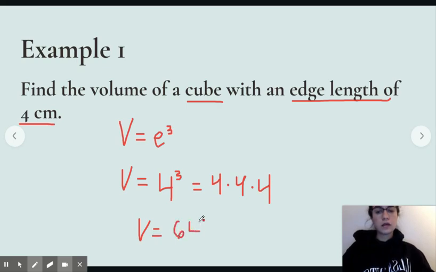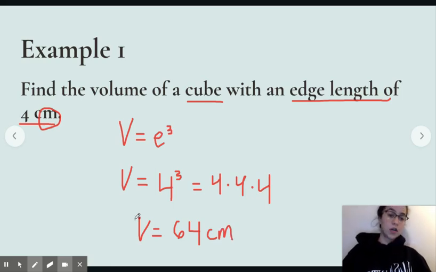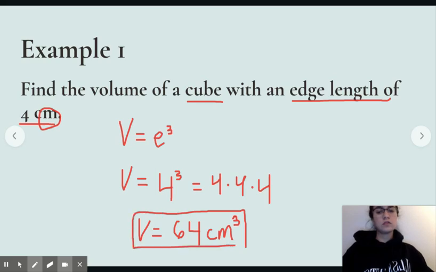Now, it's very important here. I can't just leave my answer as 64. That has no meaning right now. Okay, 64 what? I need a unit, centimeters. It gives me that. Okay, remember how for area we always had to put squared, like centimeters squared, the little 2? For volume, I have to put the little 3 because volume is in 3 dimensions, okay? So it's cubed. 64 centimeters cubed. Okay, so it's 4 centimeters times 4 centimeters times 4 centimeters equals 64 centimeters cubed.